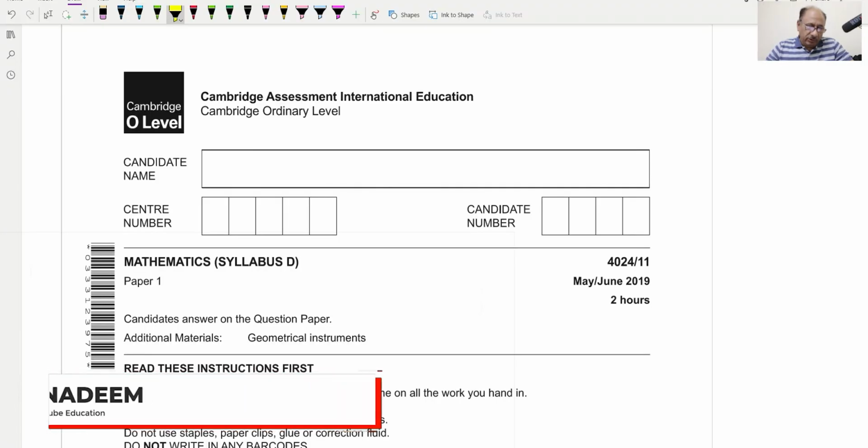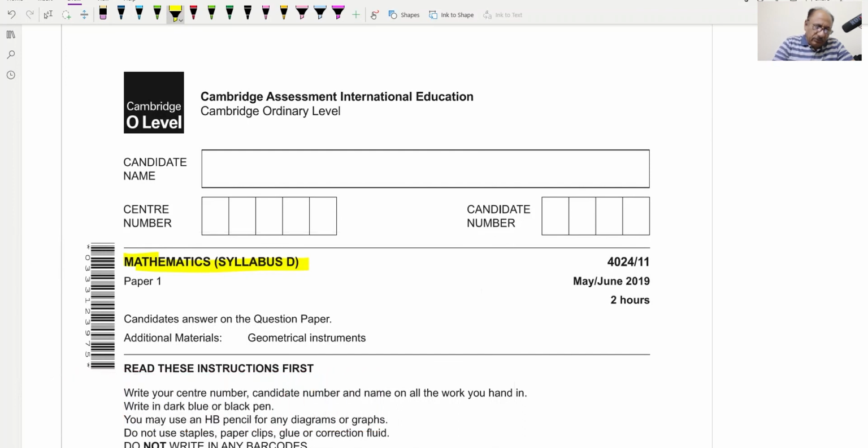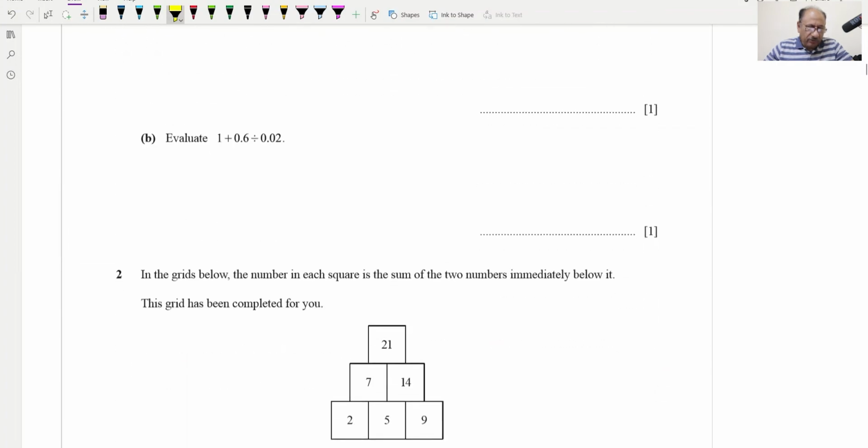Hello everyone, today we'll be going through Mathematics Syllabus D. This is Cambridge O-Levels paper 1, 402411 May June 2019. Let us move to question number 1.